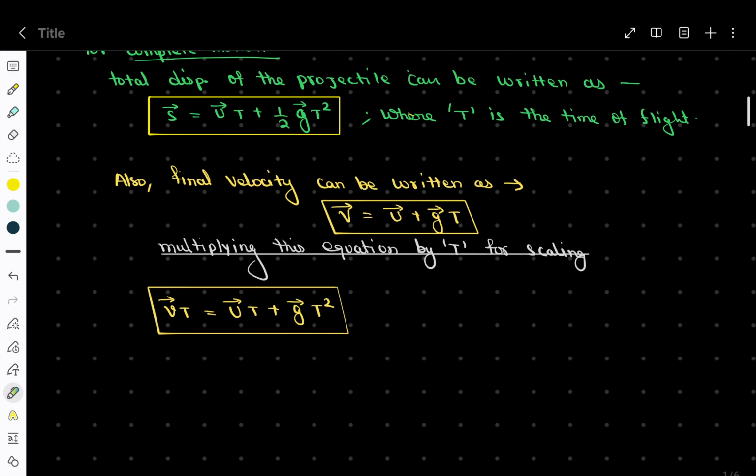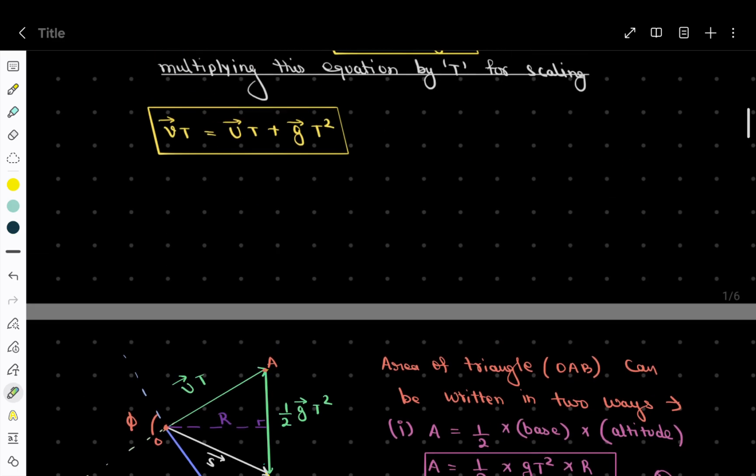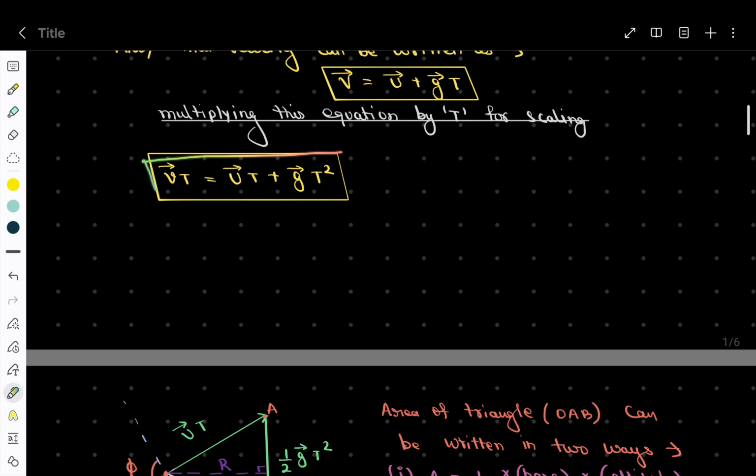Now, from the first equation, it is very clear that if we take the resultant of u vector into capital T and half g vector into capital T square, then I'll be getting the displacement vector. That is what I have drawn over here. I'm taking this u vector into T, and this vector is half g vector T square, as we know that g vector is vertically downward. If we take the resultant of these, I will be getting the displacement vector. So by using the triangle law, I have drawn the displacement vector. And at the meantime, I can also draw this other equation.